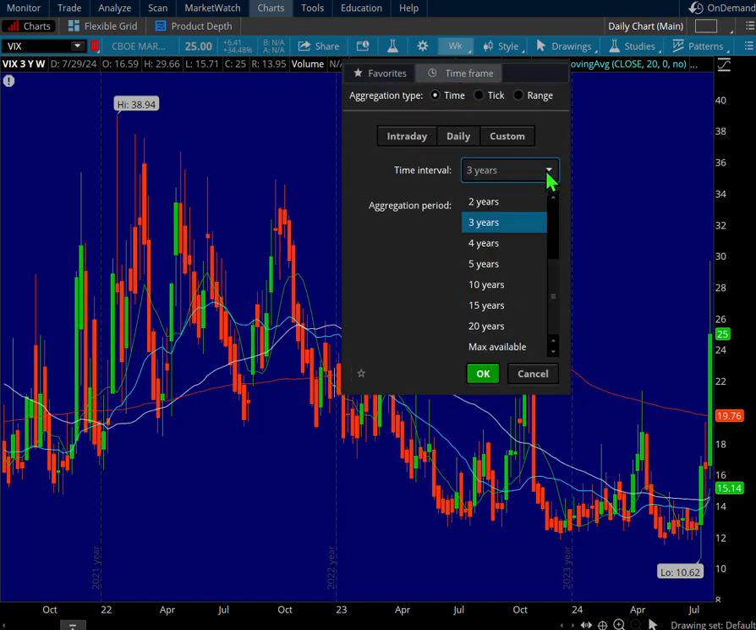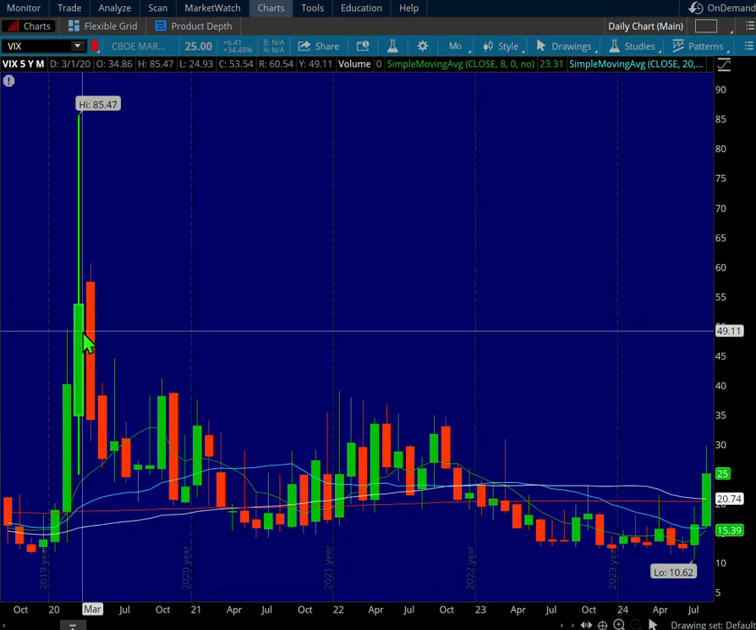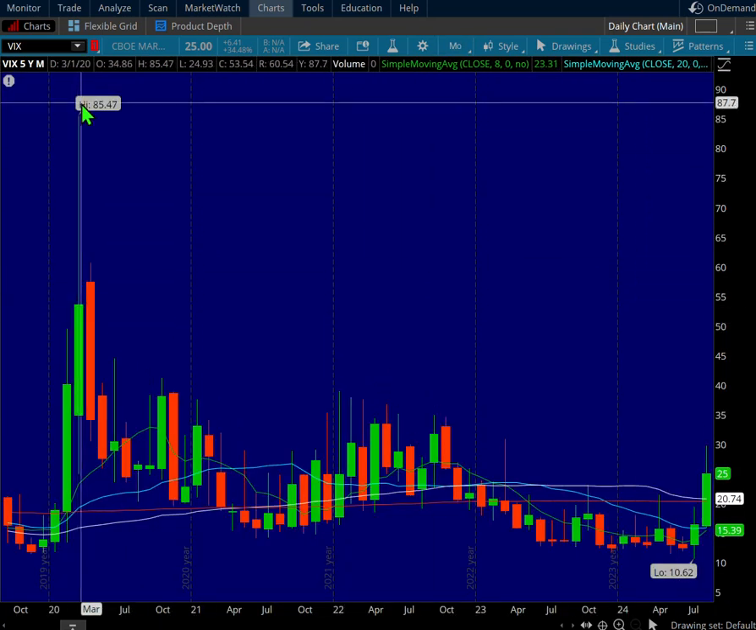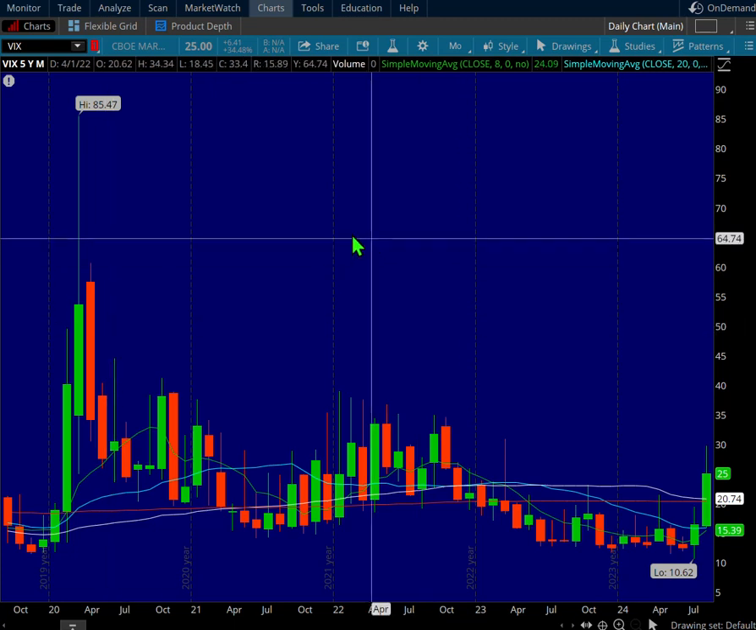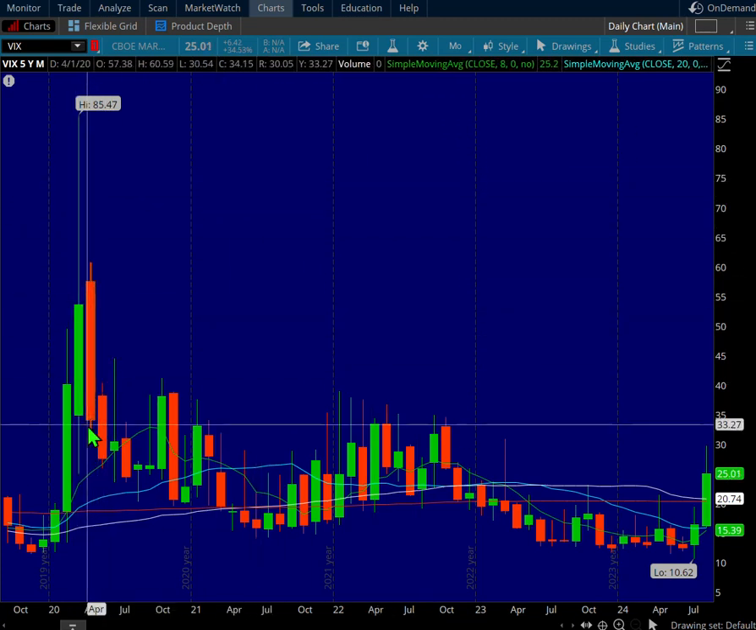Monthly. And we'll go out 5 years. Okay, so here, this is the COVID spike where we got up to 85.47, and every one of these candles, of course, is a month. But look what happened the next month. I mean, the VIX was still high, but we were down from 85 down to 34.